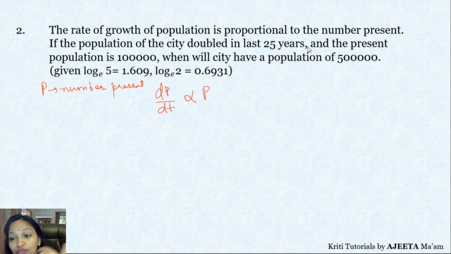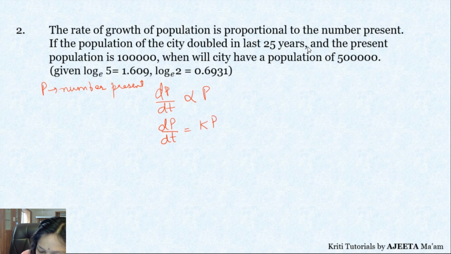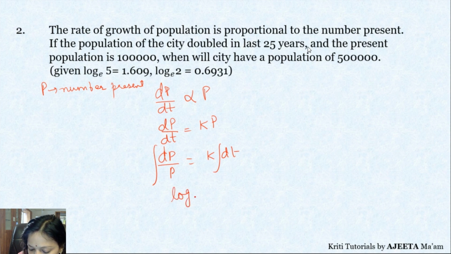Now, if the population of the city doubled in last 25 years or present population is 1 lakh, कितना होगा 5 lakh? कब किस time में? Right? Now, first let's solve this equation. Now, whenever we remove this proportionality sign, we have to introduce an equal to sign to solve it. So, your equation will be written like this. Now, let's make it to the variable separable form. And integrate both the sides. So what will be your answer? Log P = kt plus C.